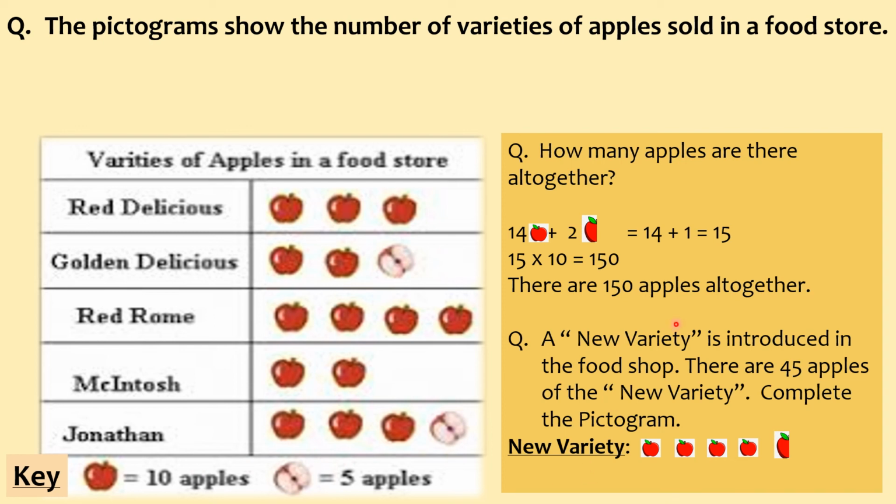There are 45 apples of the new variety, right? So what does 45 apples mean? Every single apple is basically 10, right? So 1 apple 10, 20, 30, 40 and it's 45. It's not 50. 45 means a half apple. 1, 2, 3, 4 and a half. Or you can also check it out. You just count the number of apples. 10, 20, 30, 40 and a half means 45. This means you'll draw this in the pictogram.